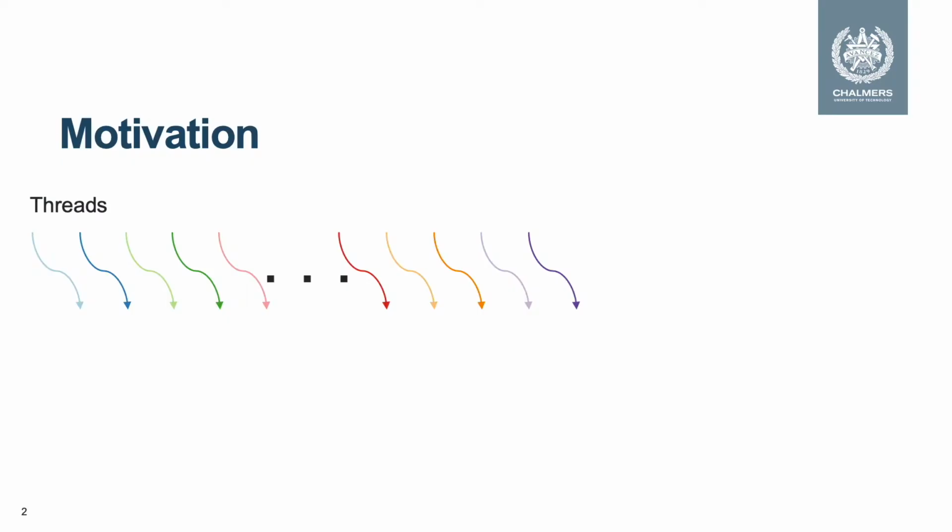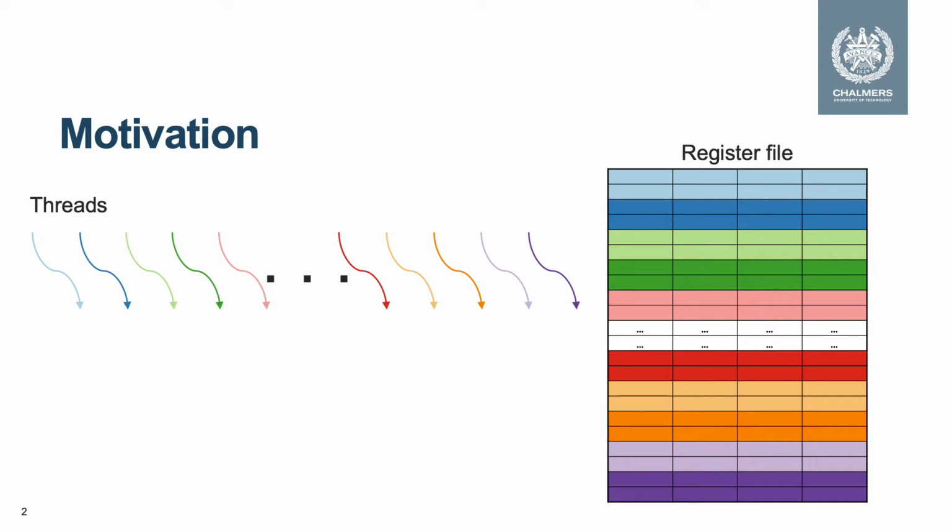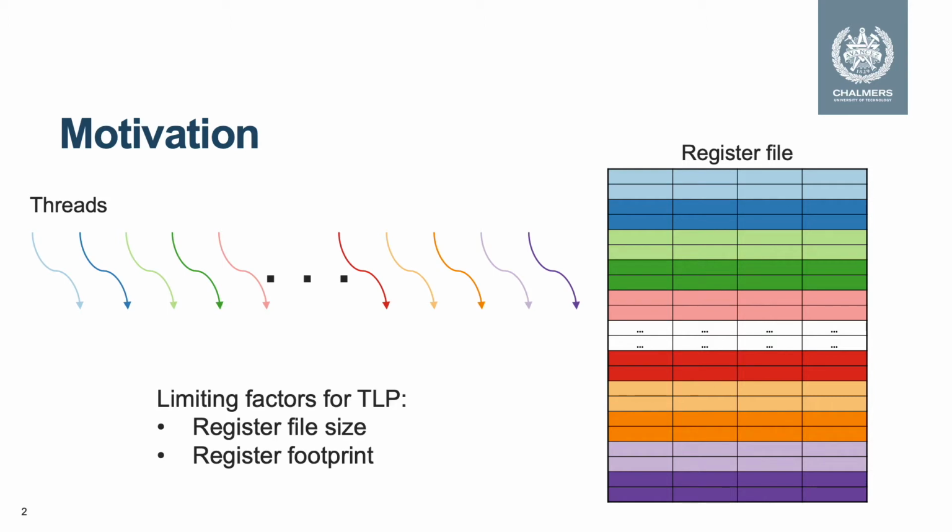GPUs offer a very high throughput through massive thread-level parallelism. One key mechanism behind this high throughput is very fast context switching between threads, which is enabled by a very large register file. The key is that the state of all active threads is available in the register file during the entire execution of that thread. So the register footprint, together with the register file size, limits the number of threads which is available, and thereby it also limits the thread-level parallelism of the system.